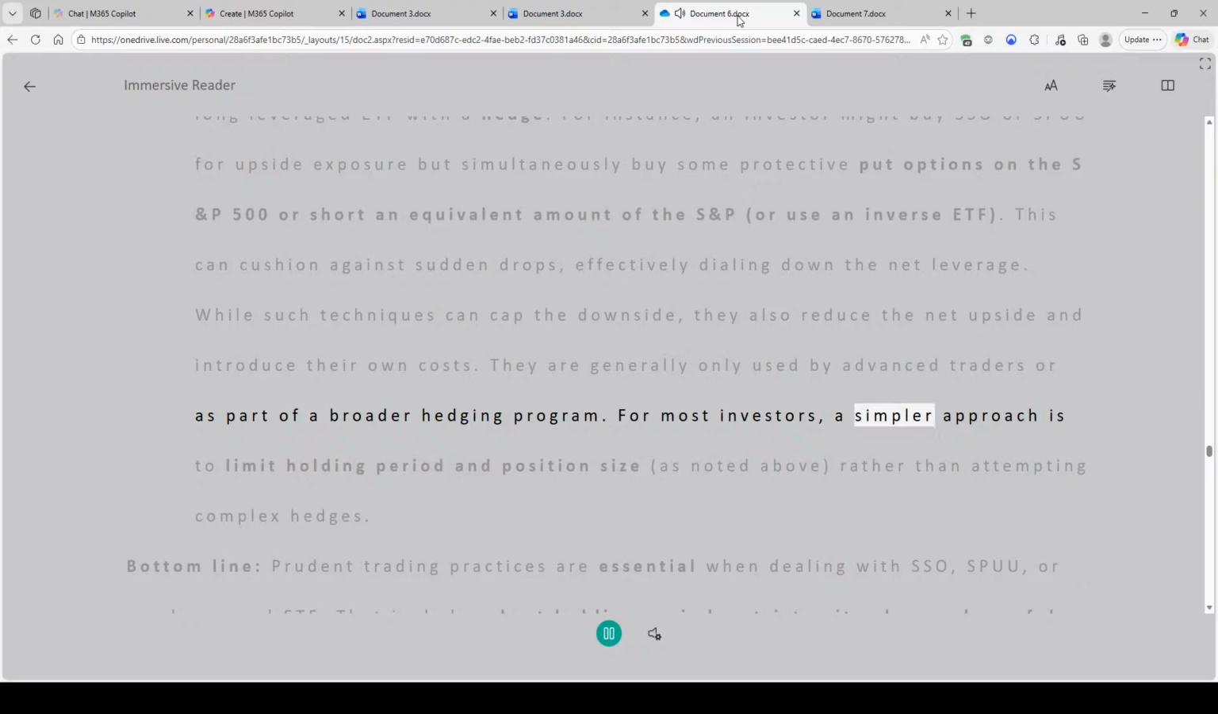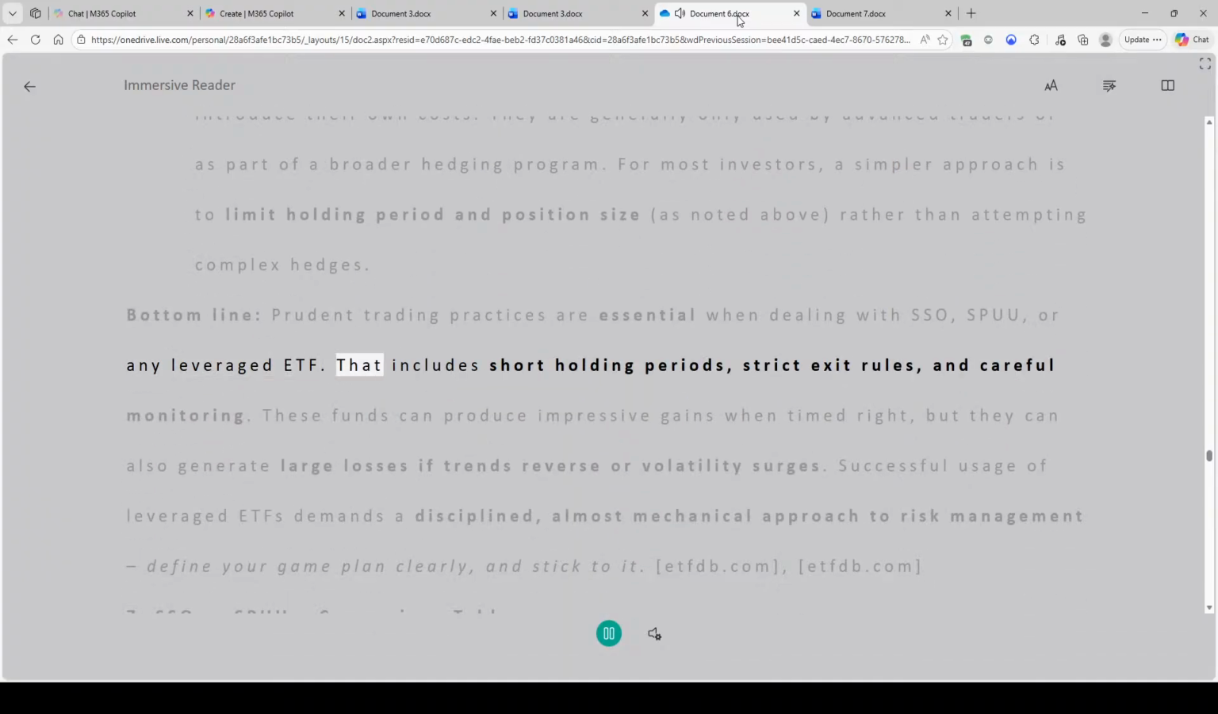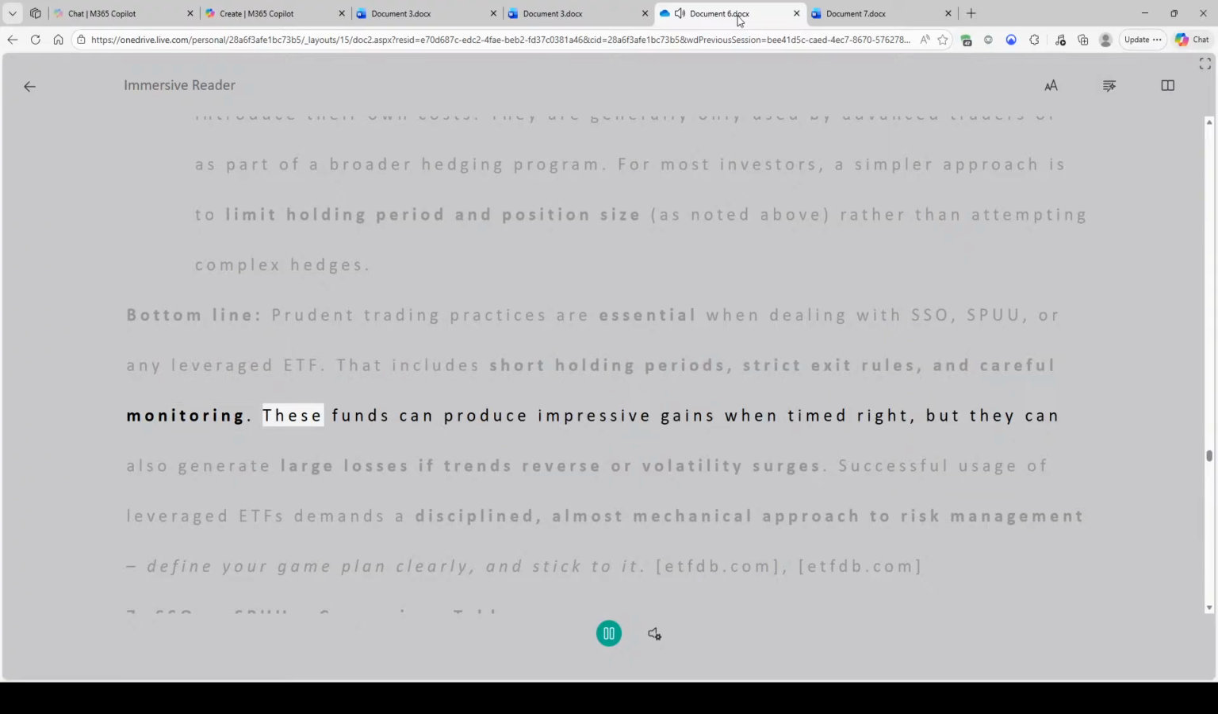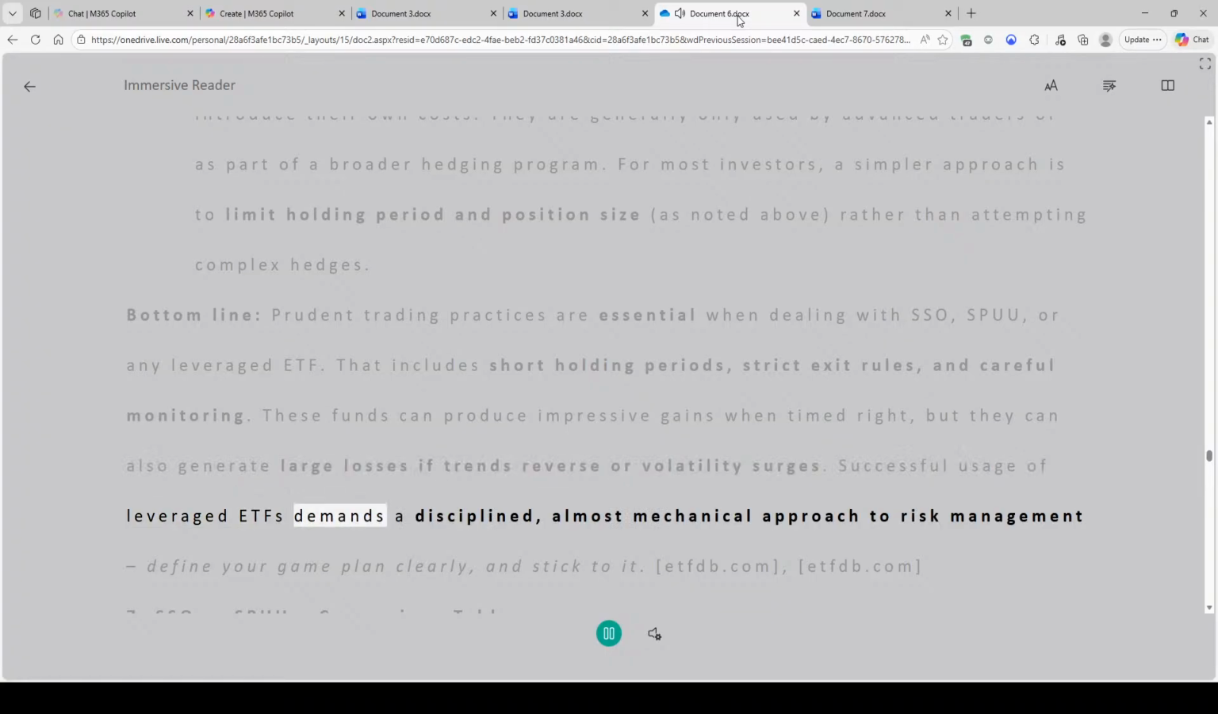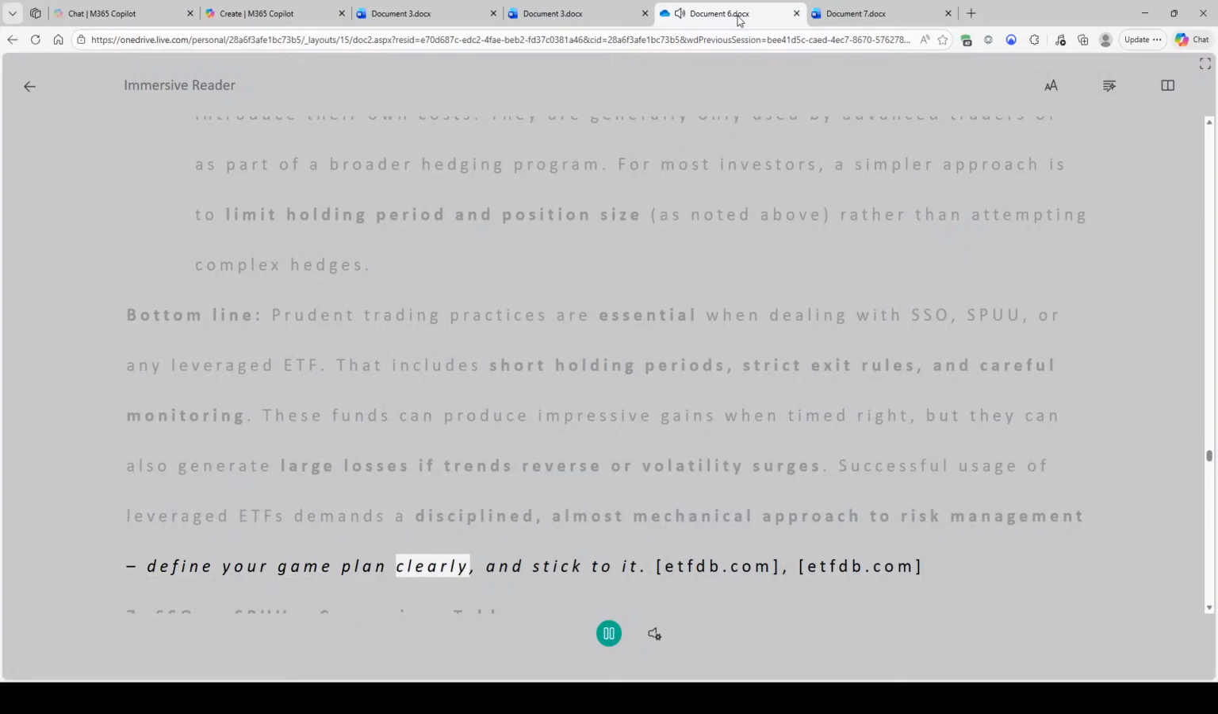For most investors, a simpler approach is to limit holding period and position size, as noted above, rather than attempting complex hedges. Bottom line, prudent trading practices are essential when dealing with SSO, SPUU, or any leveraged ETF. That includes short holding periods, strict exit rules, and careful monitoring. These funds can produce impressive gains when timed right, but they can also generate large losses if trends reverse or volatility surges. Successful usage of leveraged ETFs demands a disciplined, almost mechanical approach to risk management. Define your game plan clearly, and stick to it.